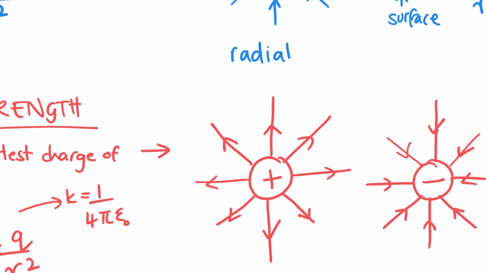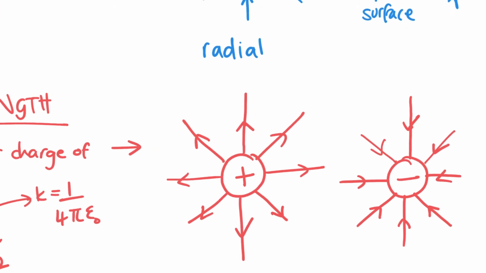So that's one thing to look out for in a question, is to be aware what type of charges we are dealing with and what way they are going to interact with each other. Will they repel each other or will they attract each other? And what effect then will that have on the field lines?